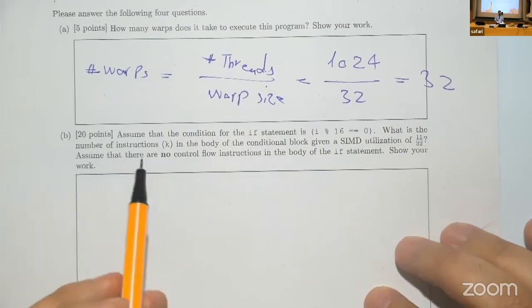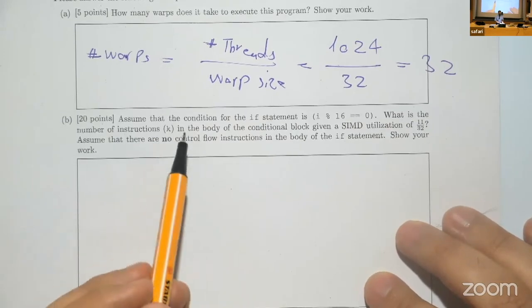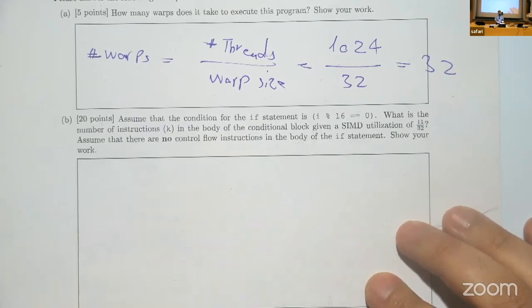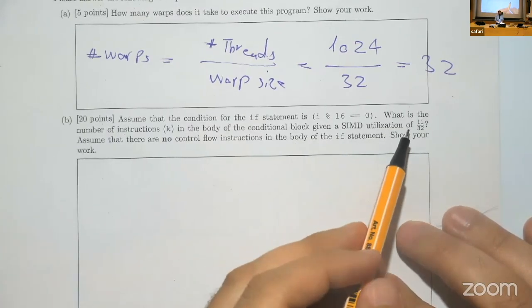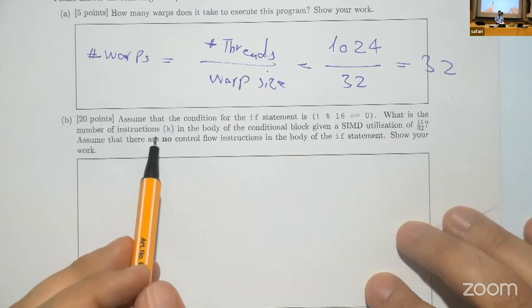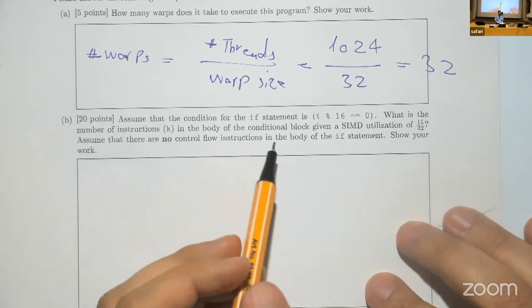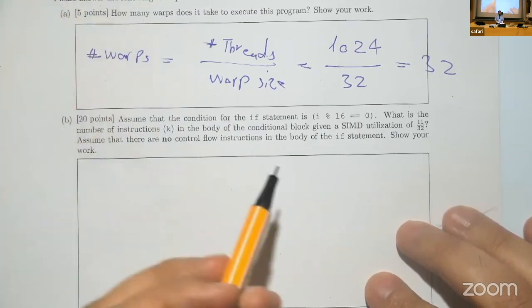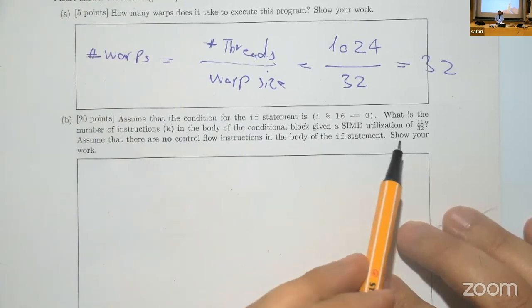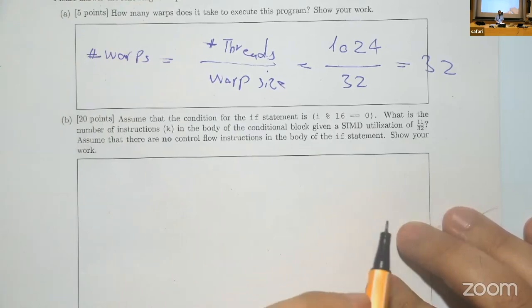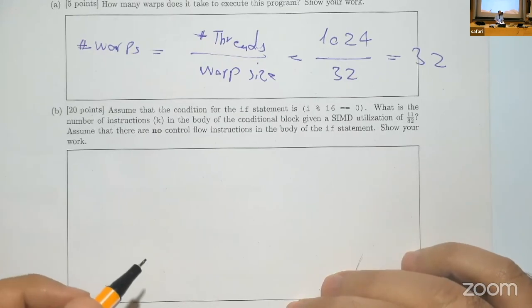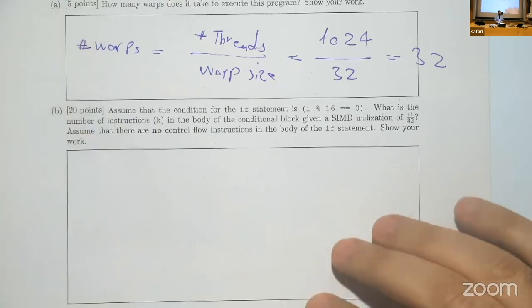In part B, we are saying to assume that the condition for the if statement is i mod 16 equals 0. Then we ask what is the number of instructions K in the body of the conditional block, such that the SIMD utilization is 11/32. So we need to calculate the SIMD utilization parametrically with K and then try to solve the question.